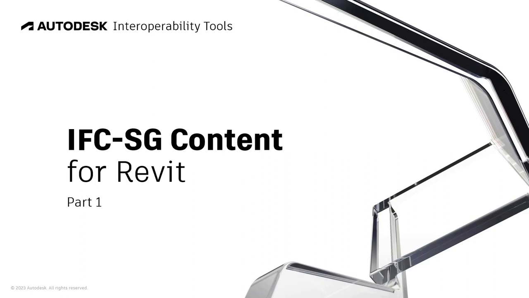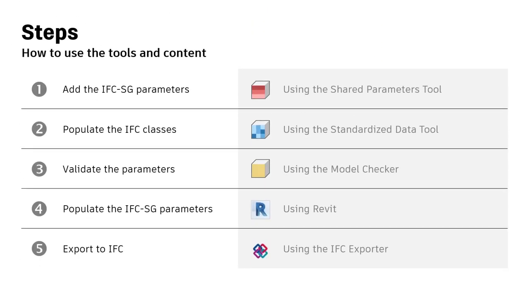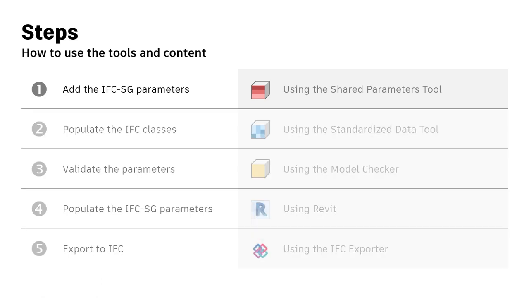This is part one of a two-part video series. It will cover the first two steps, but this is a five-step process. The first step is to add the IFC-SG parameters to your model. You'll do this using the Shared Parameters tool.